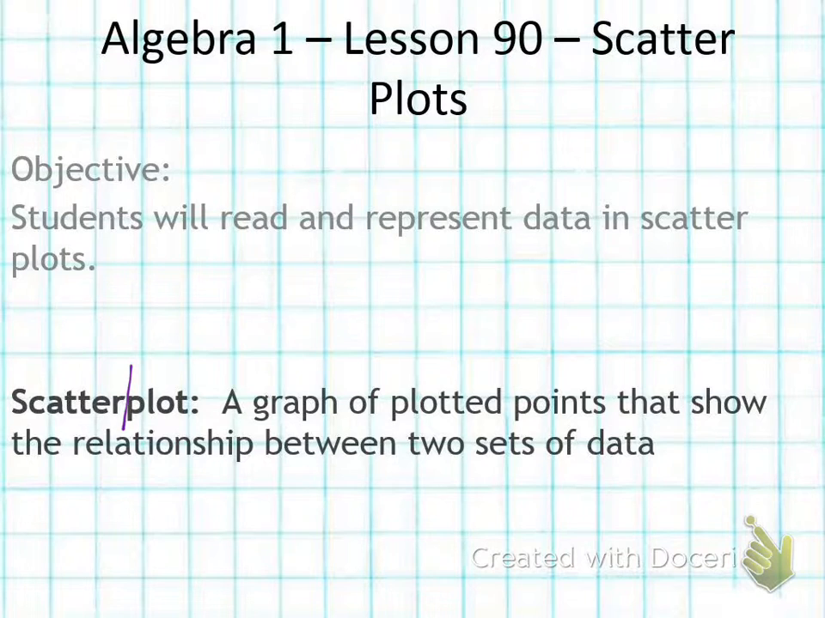So a scatter plot is a graph of plotted points that shows the relationship between two sets of data. Okay, so instead of just looking at hours studying or hours spent on homework or number of likes on Instagram, where it's just one thing, now we're looking at two and seeing if they are related to each other. So do the number of hours that you spend studying influence your GPA? Yes. Isn't a scatter plot just like that?